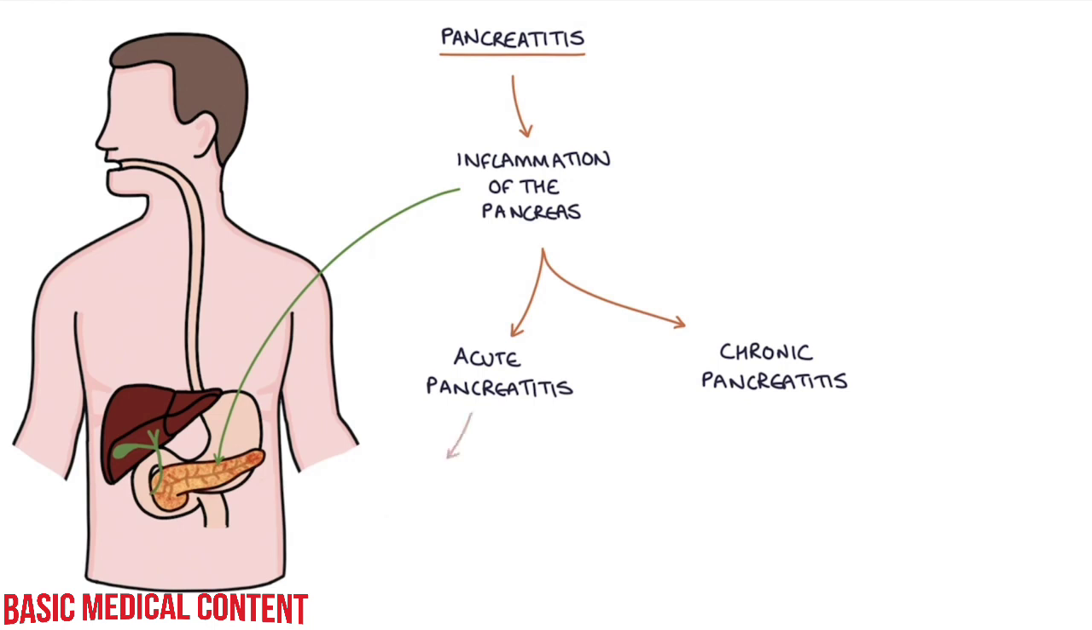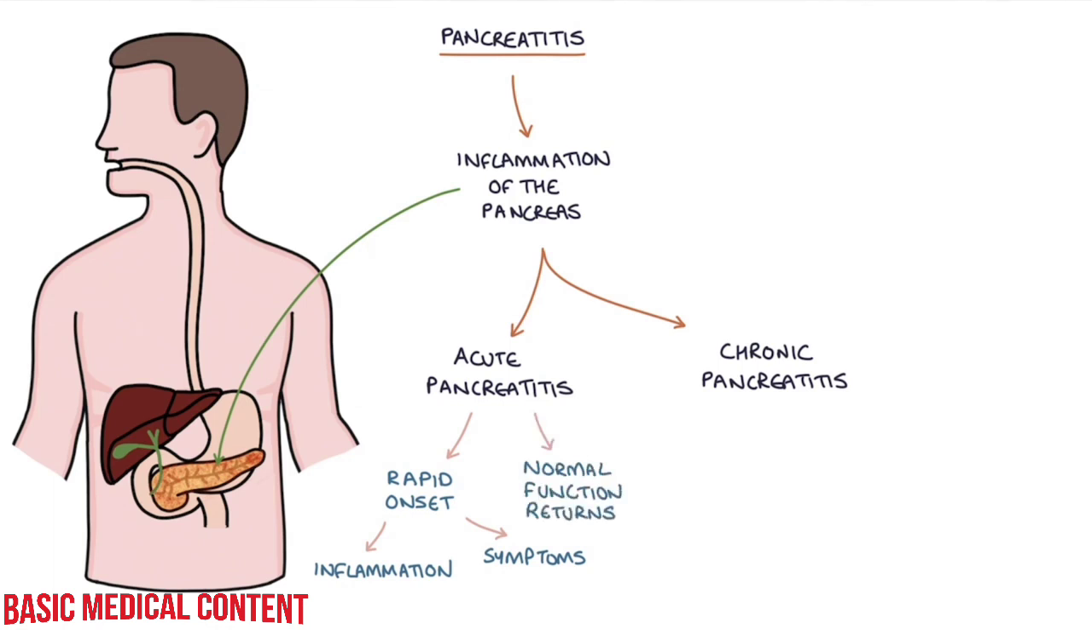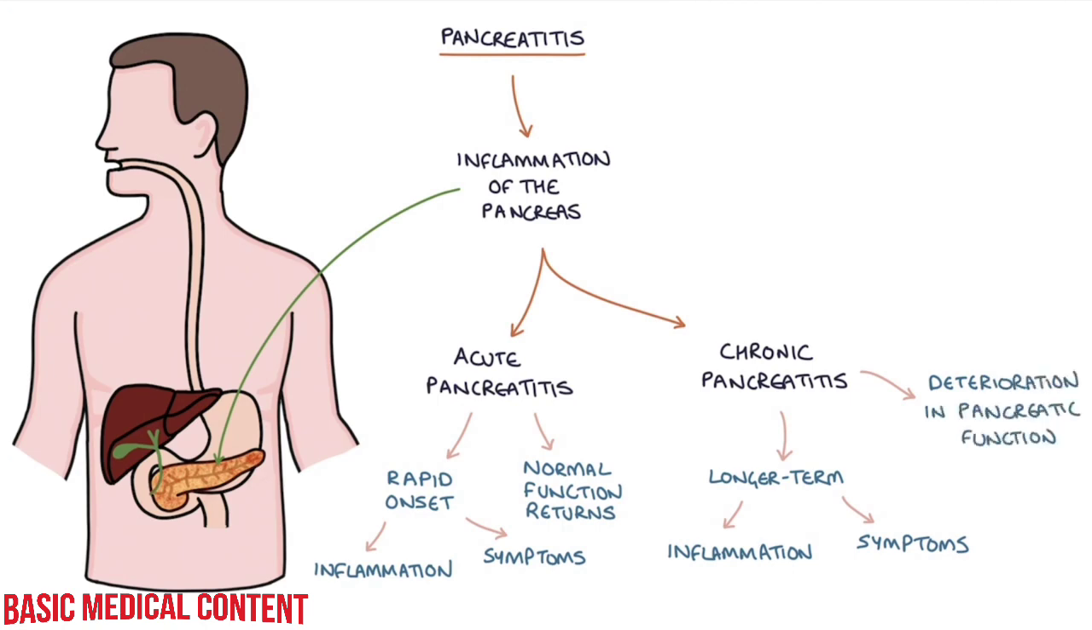Acute pancreatitis presents with a rapid onset of inflammation and symptoms. After an episode of acute pancreatitis, normal function usually returns to the pancreas. Chronic pancreatitis involves longer-term inflammation and symptoms with a progressive and permanent deterioration in pancreatic function.